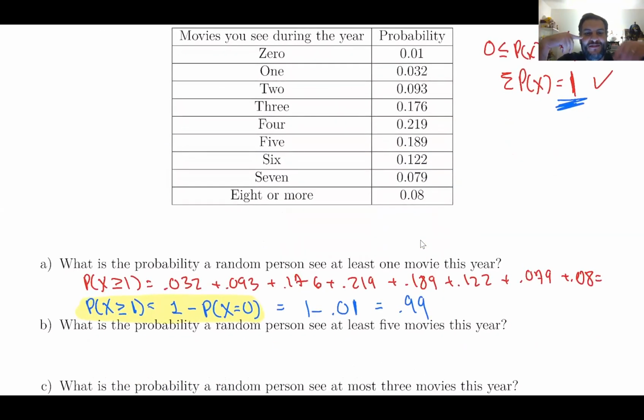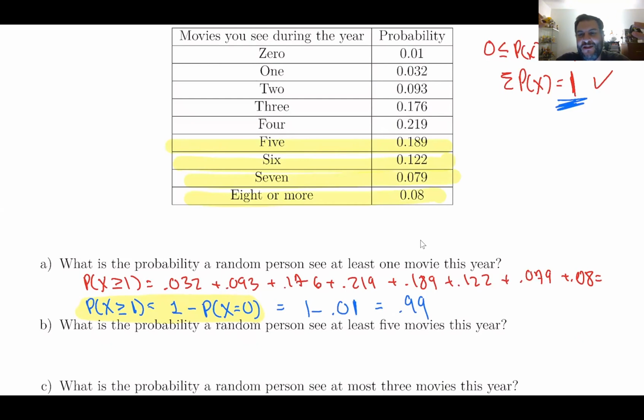All right, so for the next one, it says, what is the probability a random person sees at least 5 movies this year? Okay, so if I want a person who watched at least 5 movies this year, where should I start off at? Which row should I start off at? Cool. So we start off at 5. But is that the only row I want? So you want 6, 7, and 8.